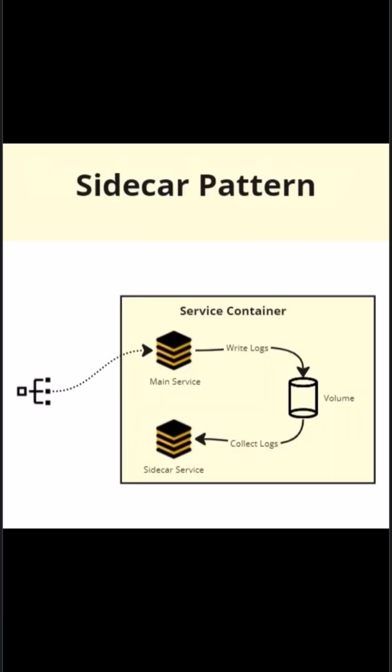Let's decode the sidecar pattern in less than 60 seconds. In the world of microservices, managing additional features like logging, monitoring, or security can be complex. The sidecar pattern is like having a trusty companion. It's an auxiliary container running alongside the main microservice that provides additional features. This modular approach enhances scalability, maintainability, and flexibility, as each sidecar can be independently updated and maintained.